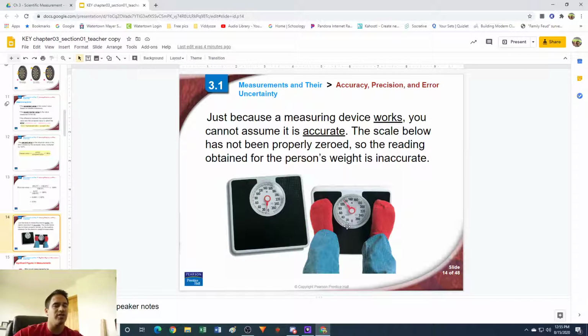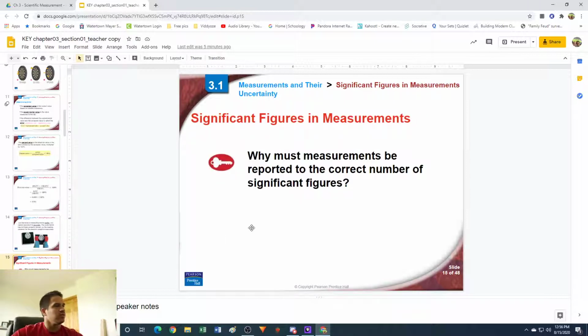Okay, so be very aware that just because equipment works doesn't mean it's going to give you the right answer. You do need to be aware that there is calibration that is required, and you need to zero things before you use them. Otherwise, you'll get inaccurate readings. Okay, so that is it for this first section of notes.